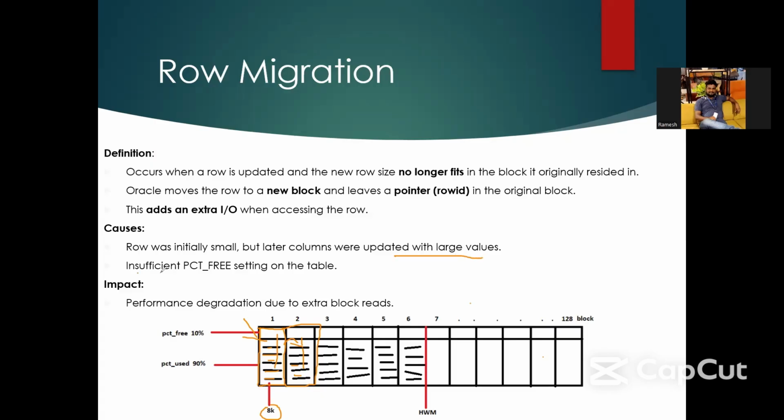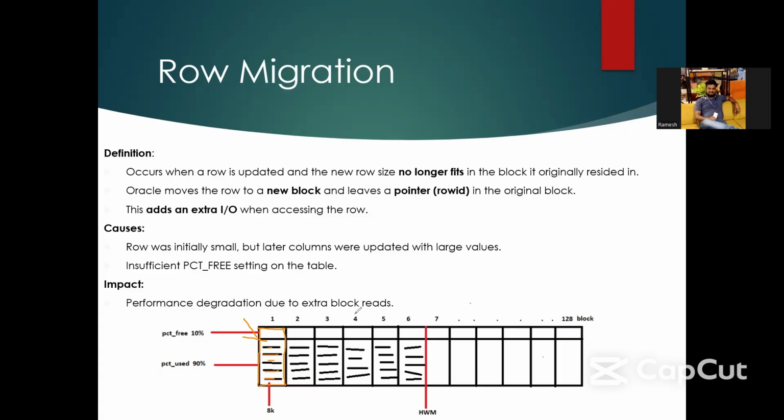To avoid it, there is PCTFREE. See, PCTFREE is set to 10 and PCTUSED, so that means we inform Oracle. This is one block. When users update any data, you should not allow it to fill more than 90 percent. You have to keep 10 percent as free space for future updates, so 90 percent is used and 10 percent is free. Otherwise there will be performance degradation due to the extra block reads. So this is row migration.